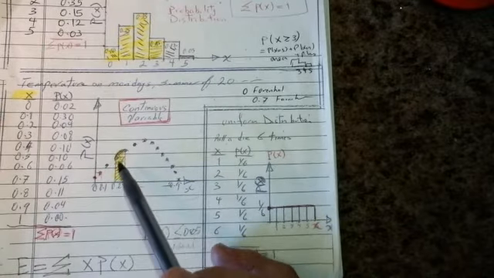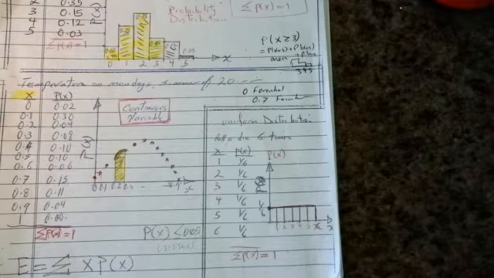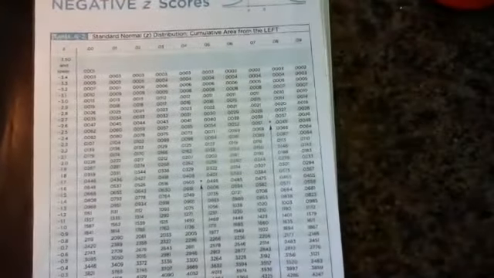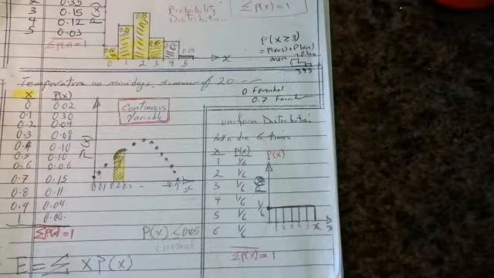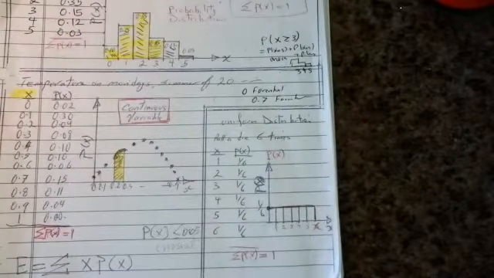Based on that, we came up with several tables, and those tables are designed for continuous variables. These are table A2. We have one for the negative and one for the positive. I'll go over these tables later on, but I want you to understand that these tables are for continuous variables, not for discrete.